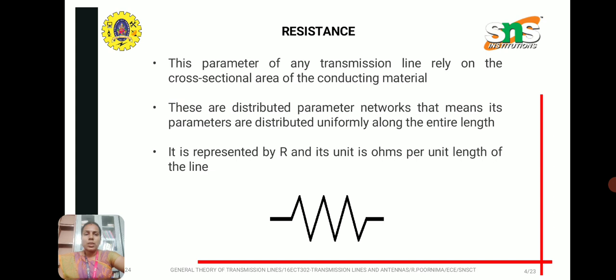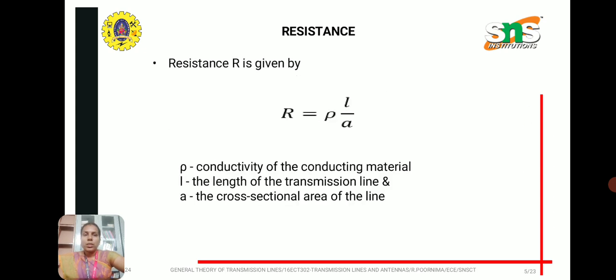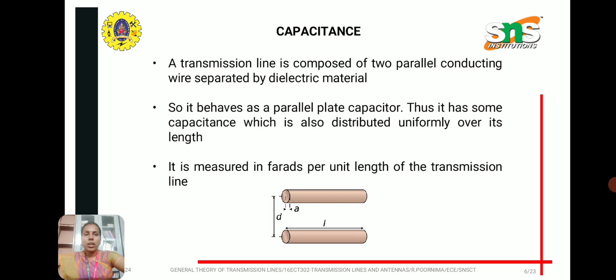It is represented by R and its unit is ohms per unit length of the line. Since it is distributed uniformly, it is taken as ohms per unit length of the line. This resistance value can be calculated using rho L by A, where rho is the resistivity of the material, L is the length of the transmission line, and A is the cross-sectional area of the line.